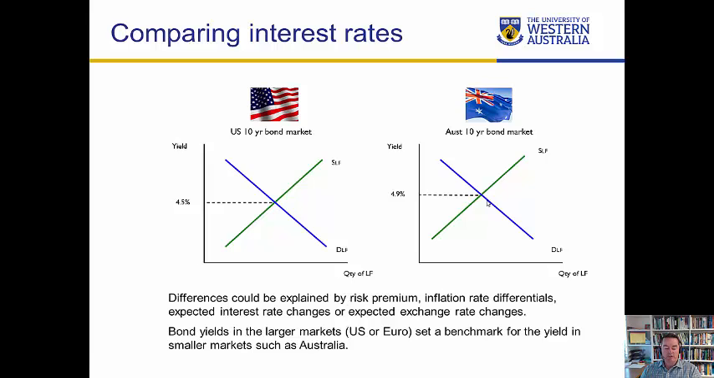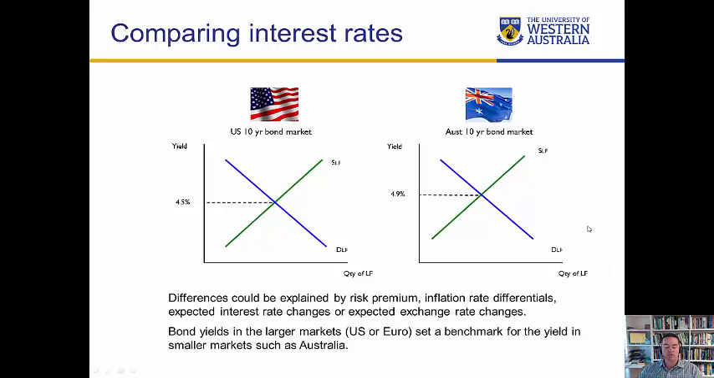Bond yields for a certain duration of lending, say 10 years, and a certain quality of borrower, say the government, which is generally rated AAA, in Australia, we will pay higher interest rates than in the United States. Now, there's a number of reasons for that, and I've got a list of them there. It could be reflective of a risk premium or inflation rate differentials or expected interest rate changes, etc. That's a little bit advanced, but we will come back to that later on in the course.